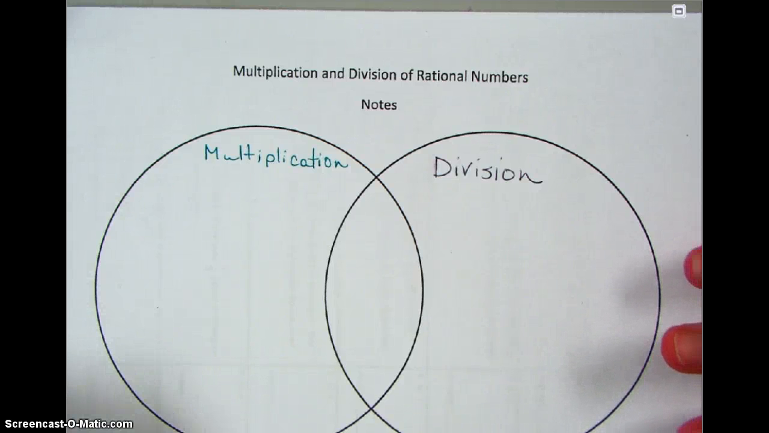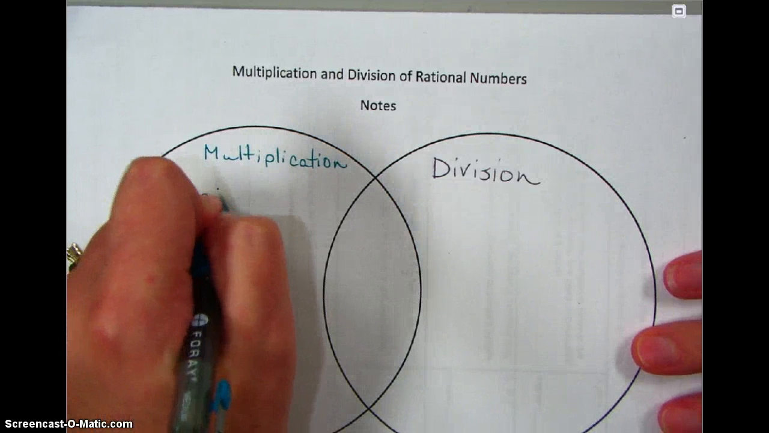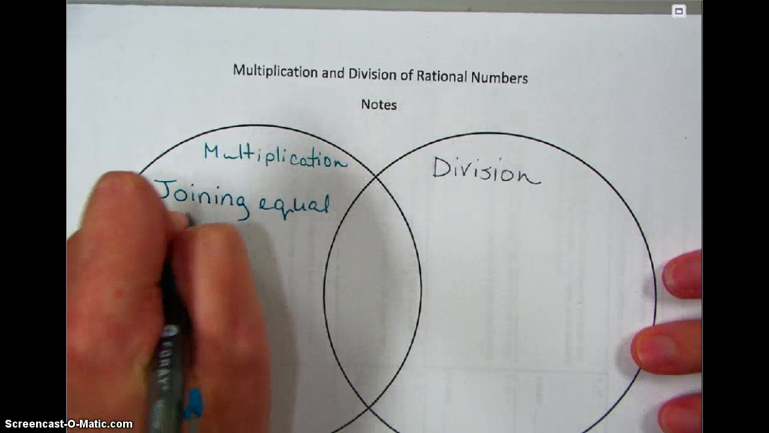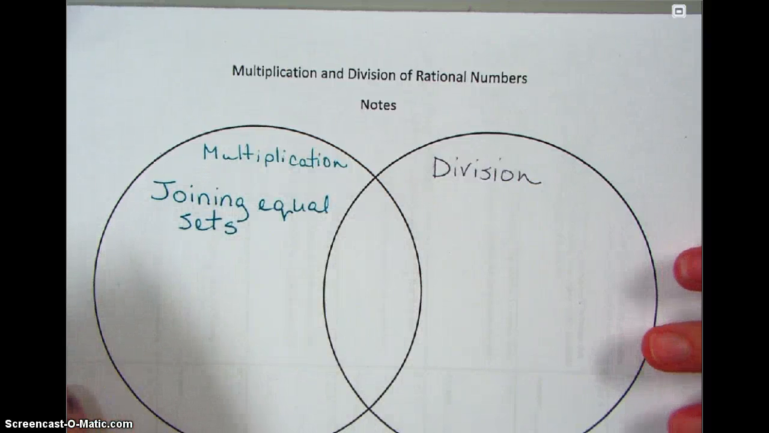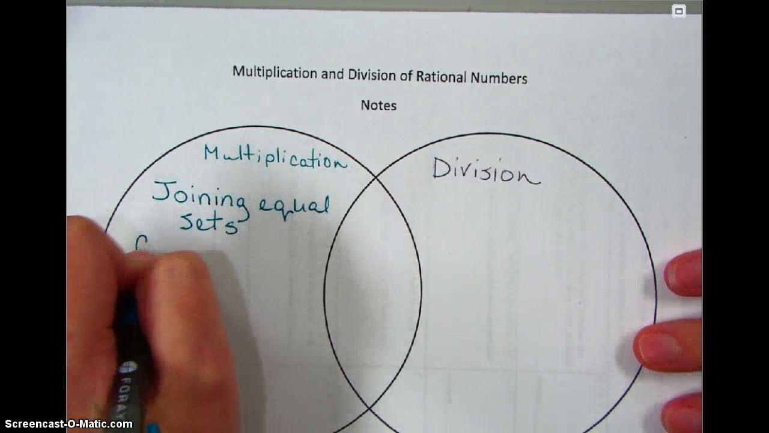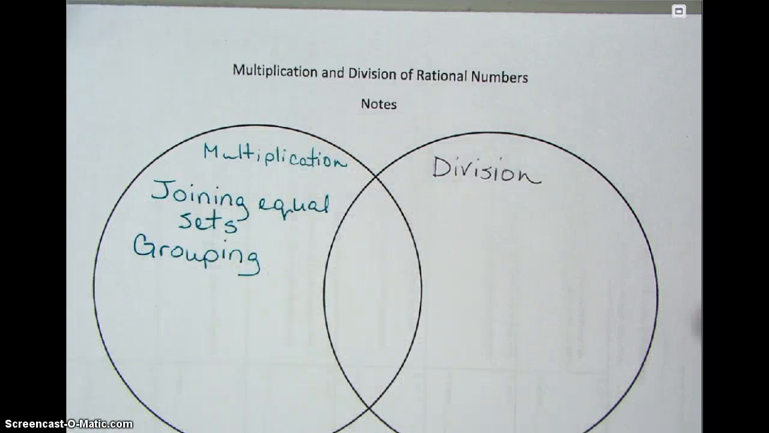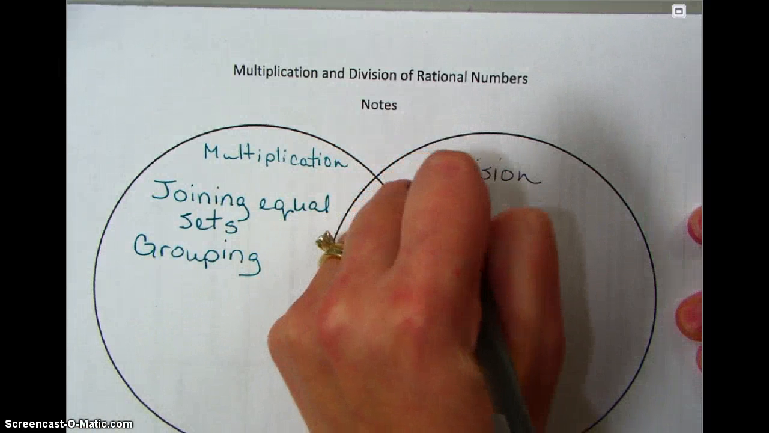Alright, so taking a look at what we've got going on here, you should remember from what we talked about in class that multiplication is when you are joining equal sets, or in this case it could be grouping. Alright, and then when we are doing division, it is called separating equal sets.